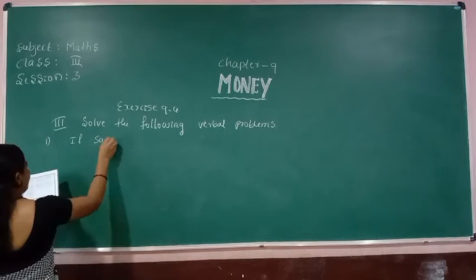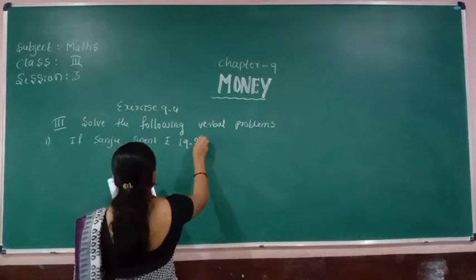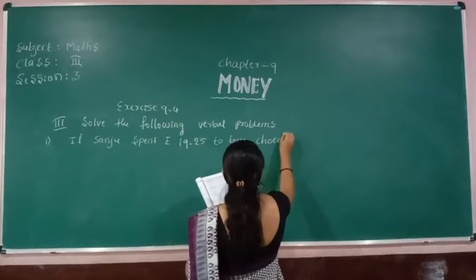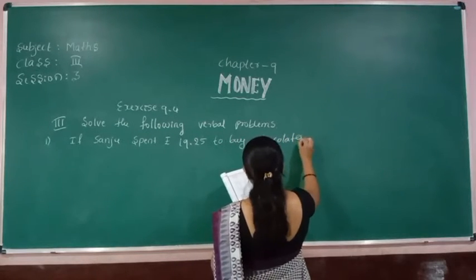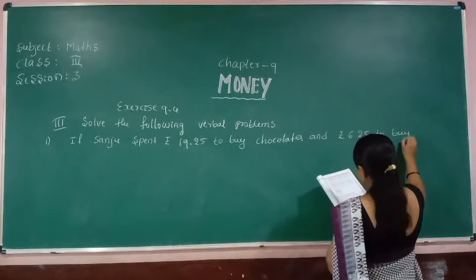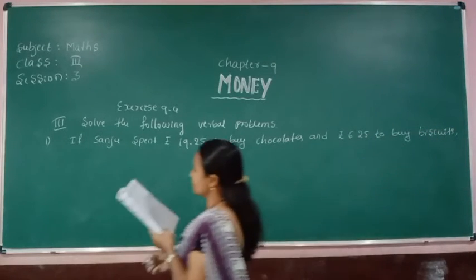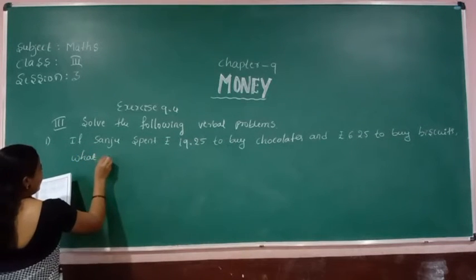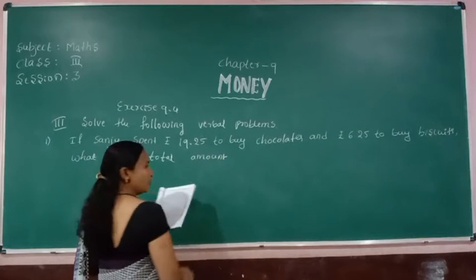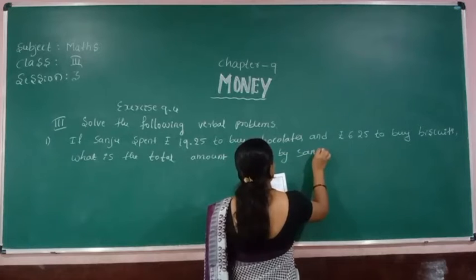If Sanju spent 19 rupees 25 paise to buy chocolates and 6 rupees 25 paise to buy biscuits, what is the total amount spent by Sanju? What will we do here?